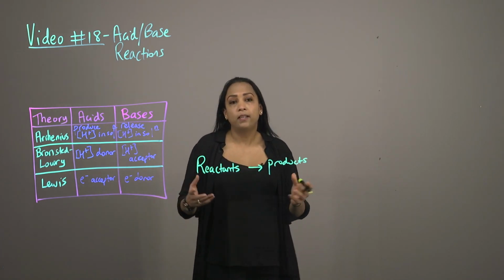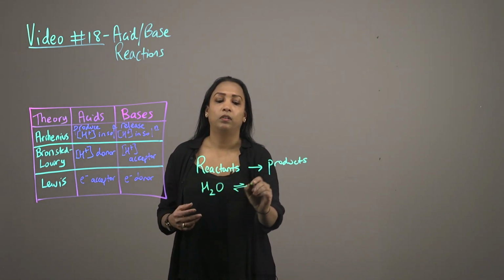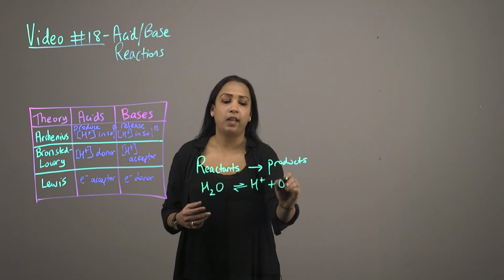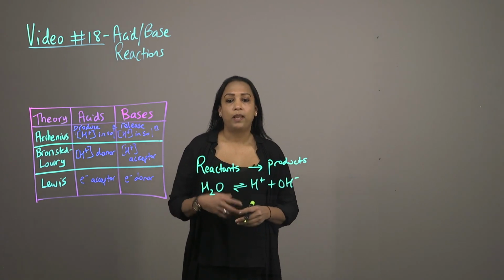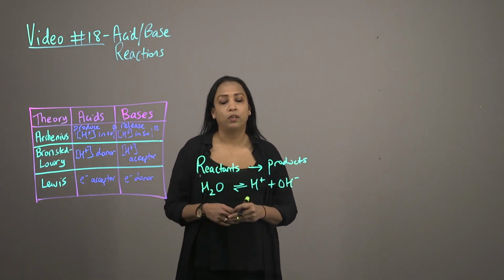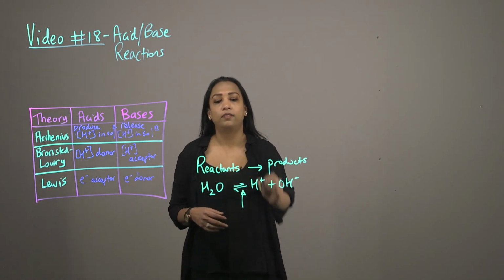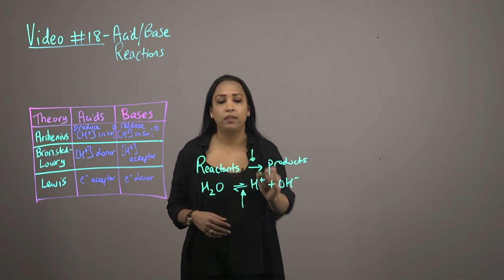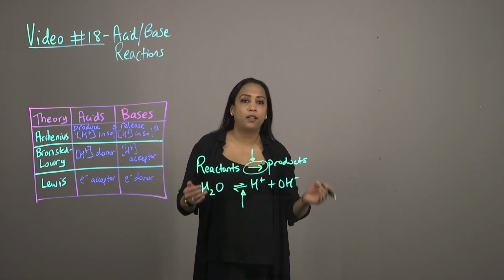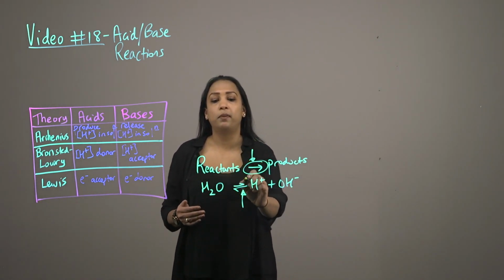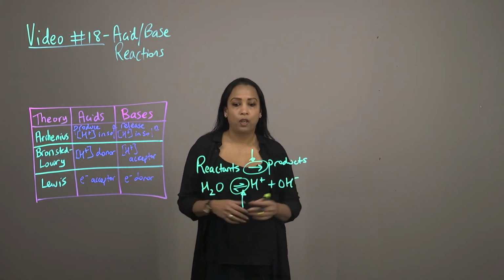So, a simple example of this is the dissociation of water, which produces H+ ions and OH- ions. So here we have our reactants and here we have our products. Now notice this symbol here that I used is different from this one. Okay? So this arrow indicates that the reaction is only occurring in that direction. However, this equilibrium sign indicates that the reaction is reversible.